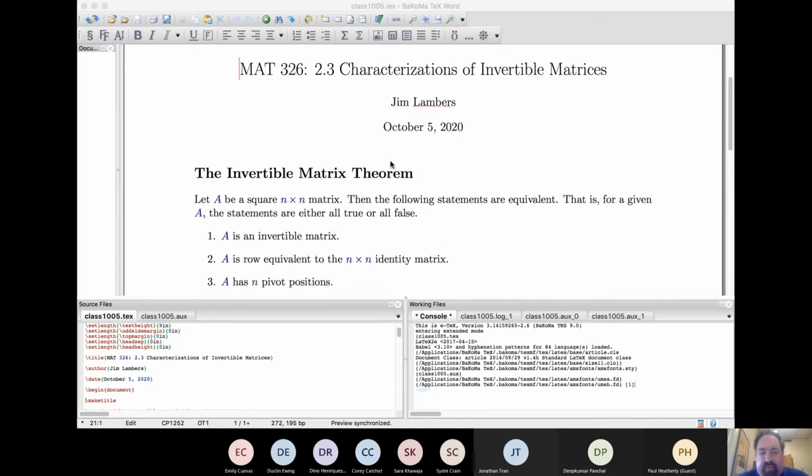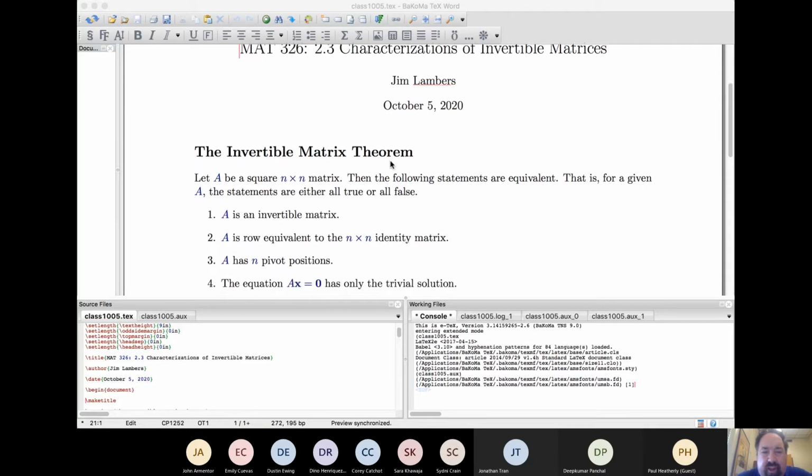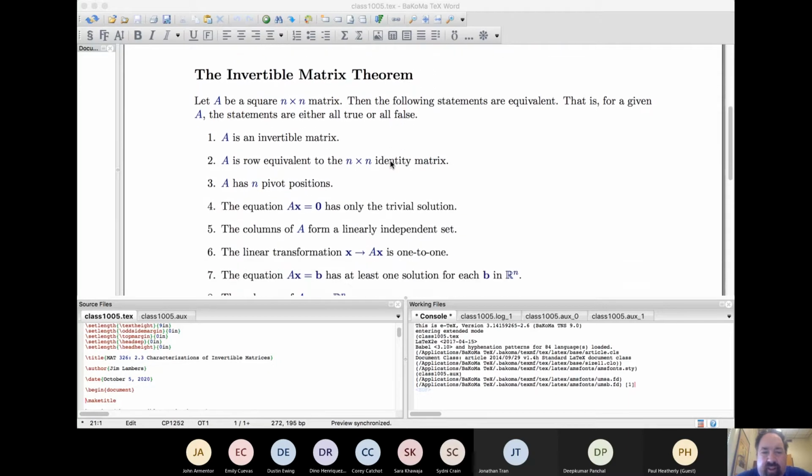So previously we've learned what the inverse of a matrix is, and also how to compute it. What we're going to look at today is basically ramifications of a matrix being invertible. If you know that a matrix is invertible, then what else does that tell you about the matrix or systems of equations involving that matrix? This centers on what's called in the textbook the invertible matrix theorem.